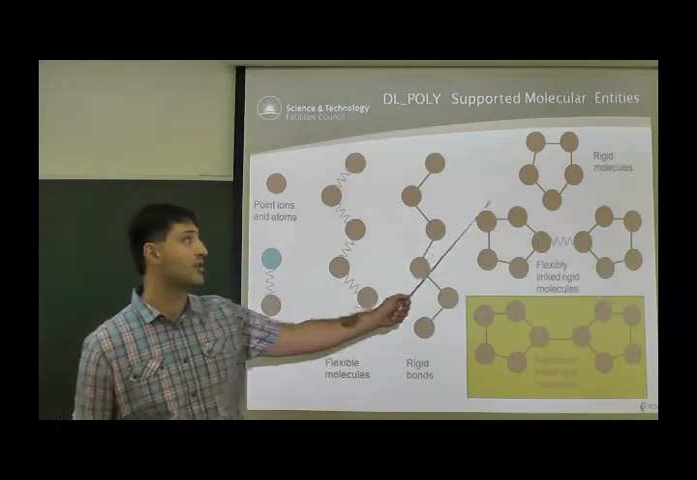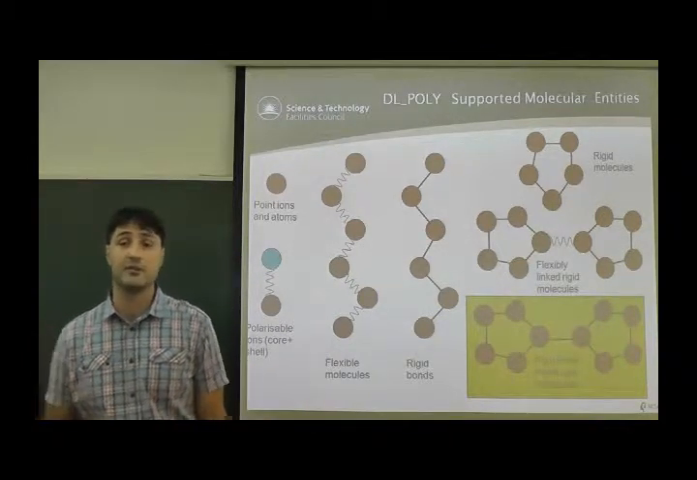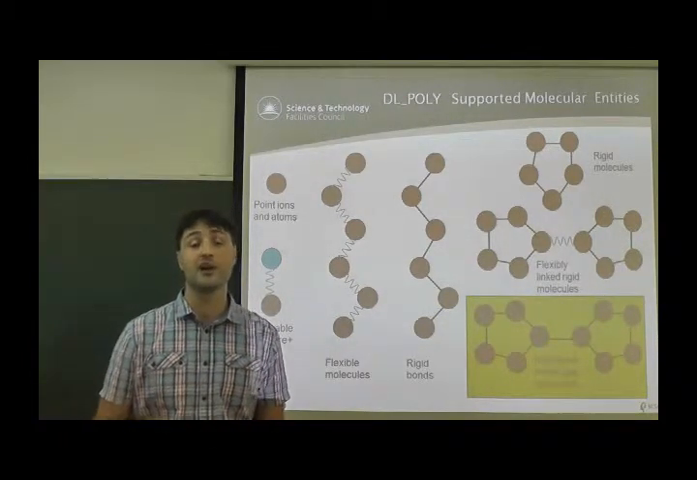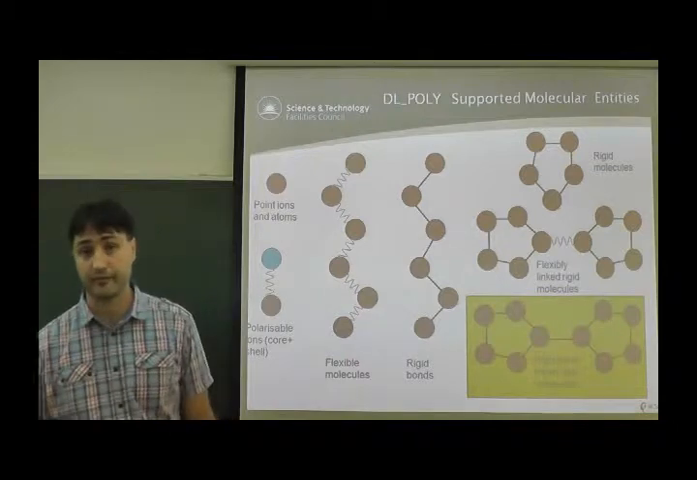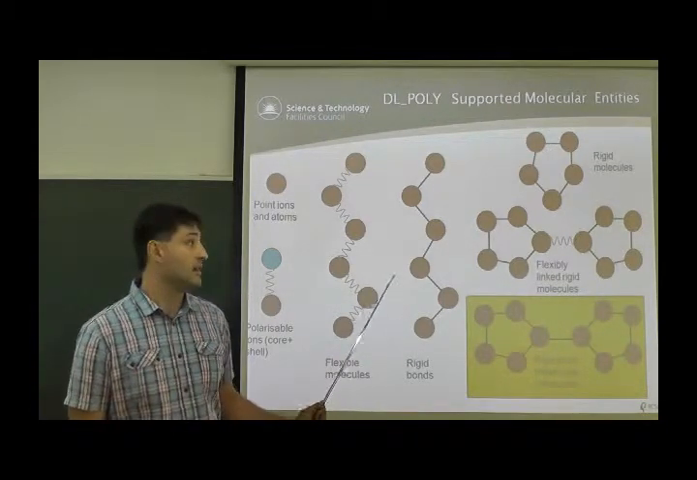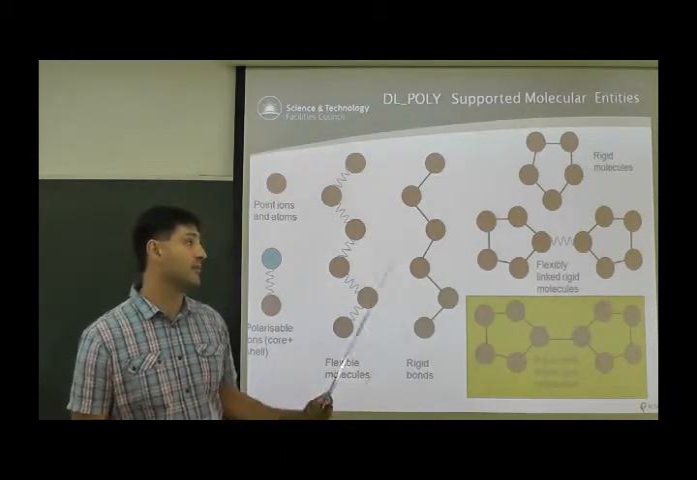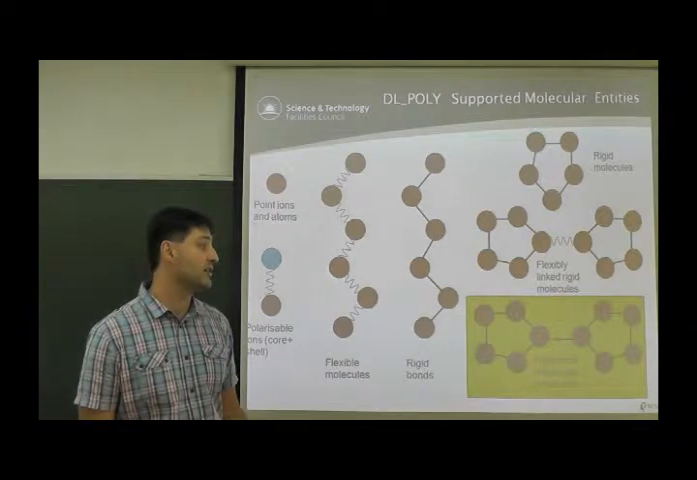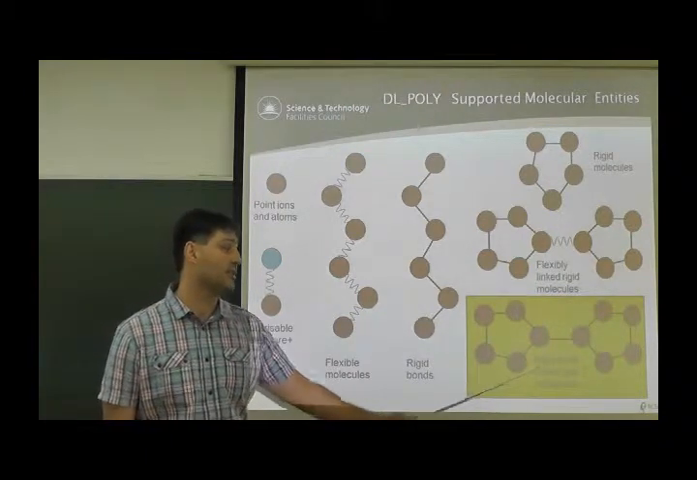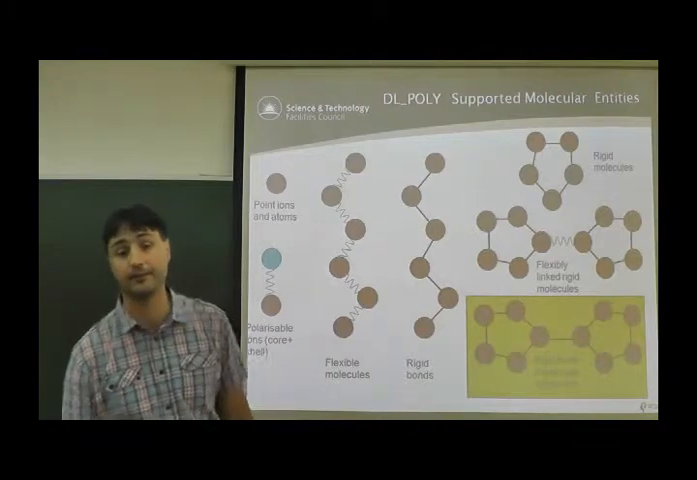So we can use rigid molecules, and rigid molecules have only 6 degrees of freedom, 3 for the movement of their center of mass, and 3 for the rotation around 3 different axes. And of course, rigid molecules can be connected by flexible links, or they can be connected by rigid links. And of course, this functionality is limited only to DL_POLY Classic.